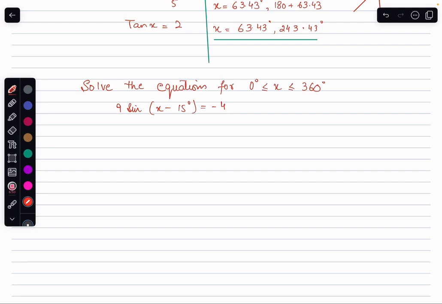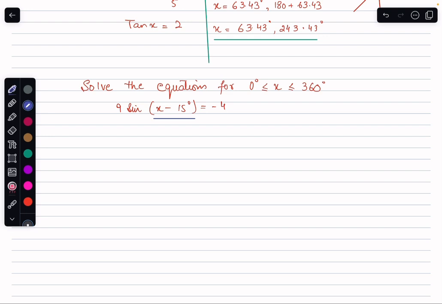Here there is one thing that we should take note of, and that is this x minus 15 degrees. x minus 15 degrees means that our domain or the angle value needs to be x minus 15. Now the domain that is given to us is 0 to 360 degrees. So the first thing is to adjust the domain.